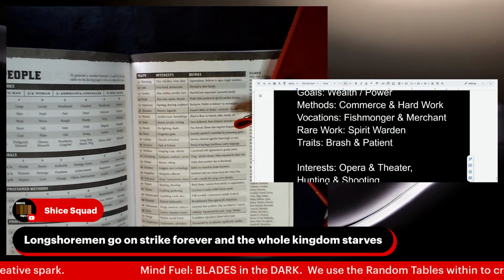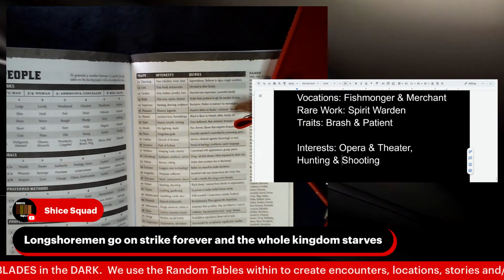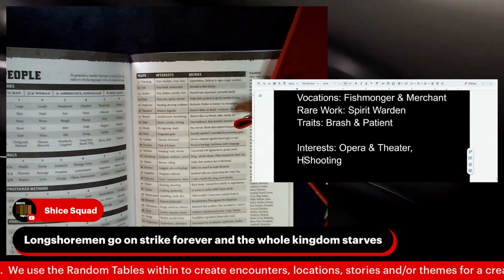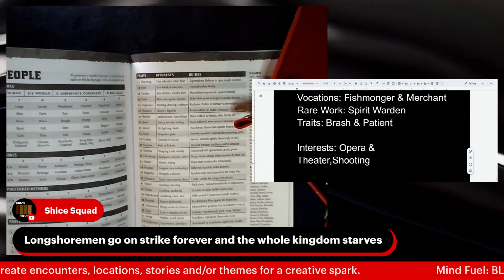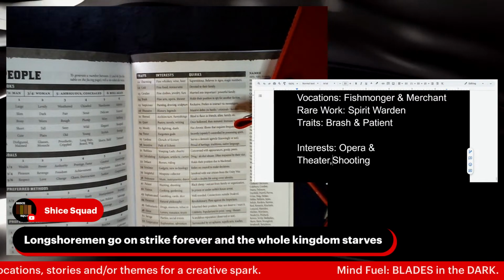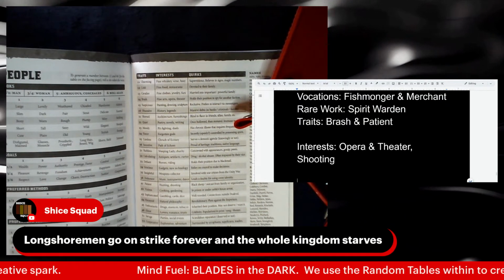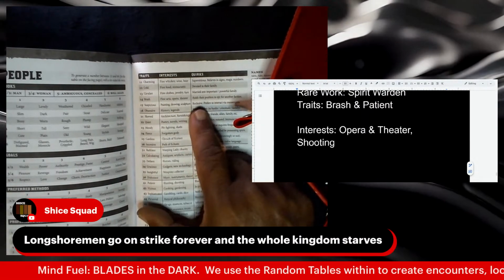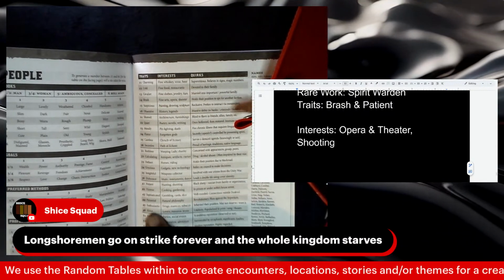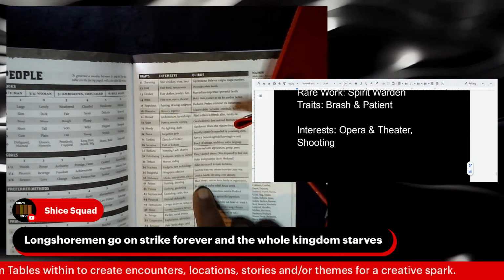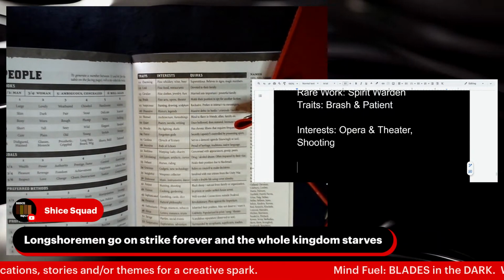Hunting, don't know. Shooting in Blades in the Dark, sure. Okay, all right. Strange, but all right. I'll go with it. And what else do we have? Quirks under 14: holds their position to spy for another faction, or black sheep, outcast from family or organization. And I like that.